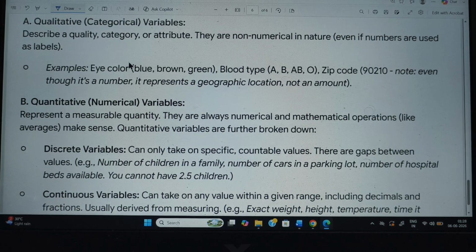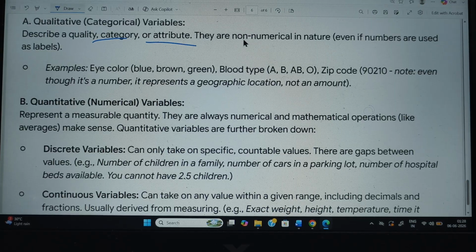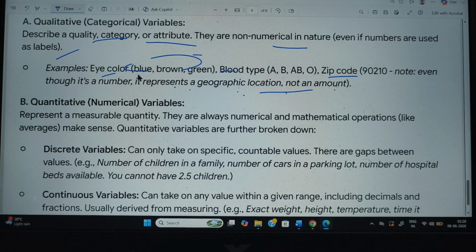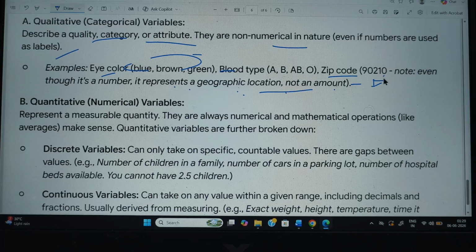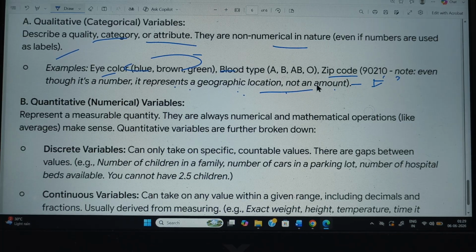When it comes to qualitative, as we discussed, it describes the quality, category, or attribute. They are non-numerical in nature, even if numbers are used as labels. Examples: eye color, blood type, or zip codes. Even though it's a number, it represents the geographical location, not the amount. So it is not a numerical format; even if it is numerical, it is defining some category. It might be geographical location or race, or a code word describing some disease or the impact of a drug. This is what qualitative means.